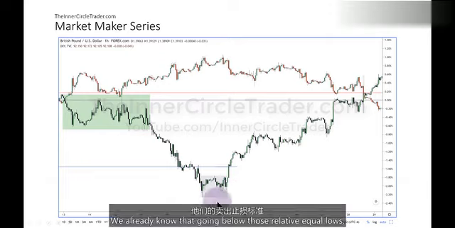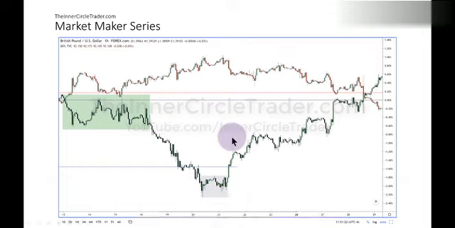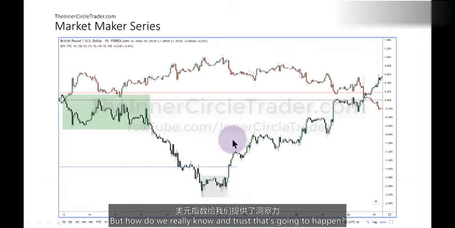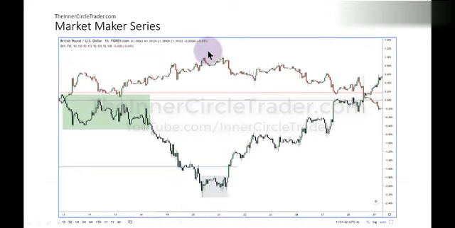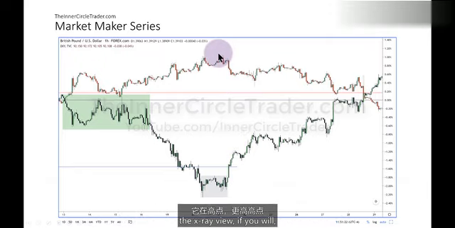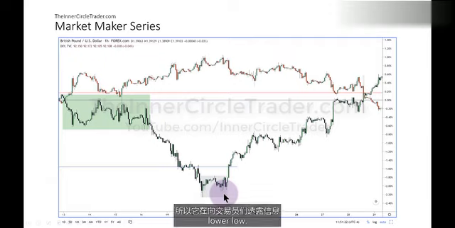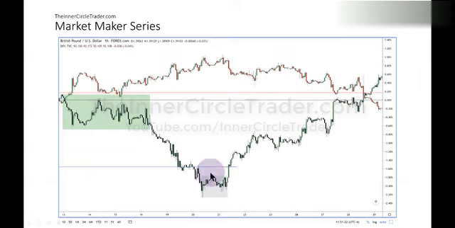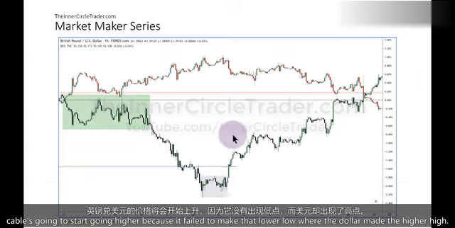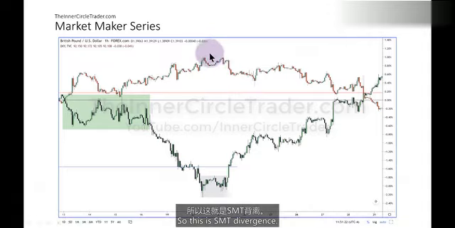We already know going below those relative equal lows that their sell stop down there is probably going to go down there, accumulate, and go higher. That's likely. But how do we really know and trust that's going to happen? The dollar index gives us the insight, the x-ray view, if you will, where it went high, higher high, low, failed, lower low. So it's telling the traders without really broadcasting it that, okay, cable's going to start going higher because it failed to make that lower low where the dollar made the higher high. So this is SMT divergence.